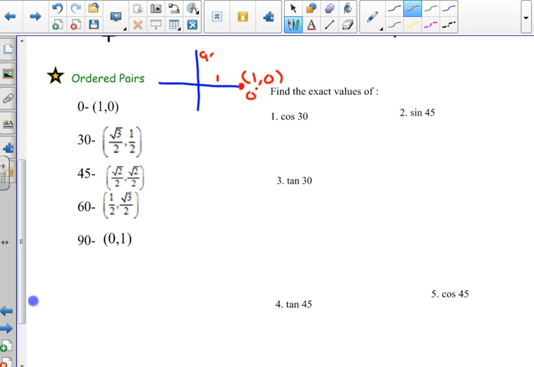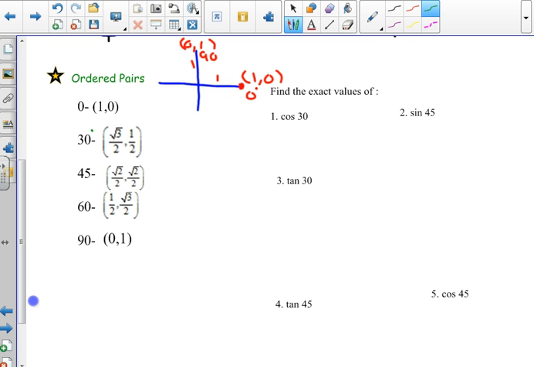Now if we want to get to the 90 degree, and I know this is a 1, we'd have to go over 0, but up 1 unit. That's why it's the ordered pair 0, 1. Now the other ones in the middle, those are a little bit more complicated, but you guys kind of noticed that there was definitely a pattern with what was on our unit circle. They had a lot of the same numbers, so it's kind of switched or positive or negative.